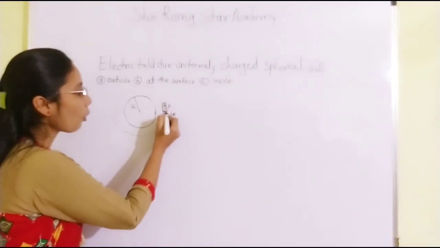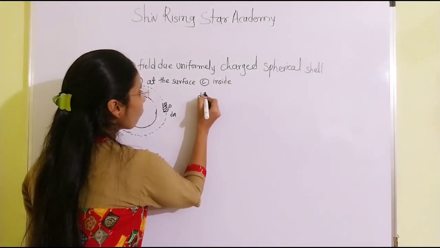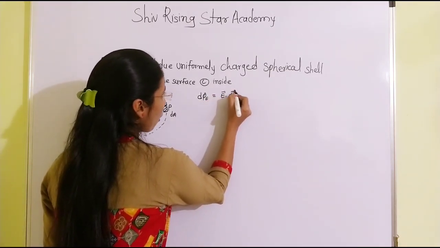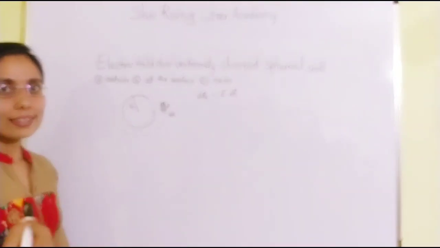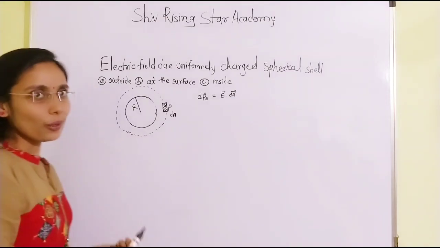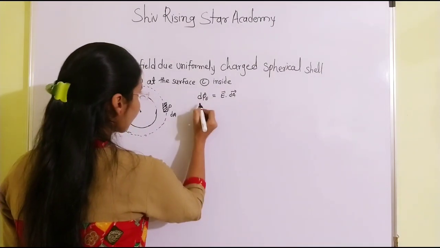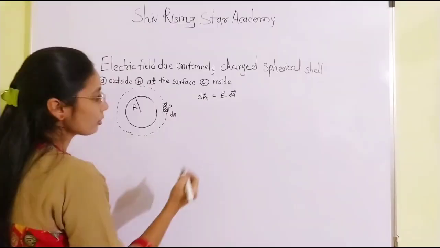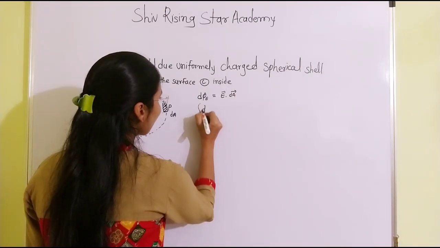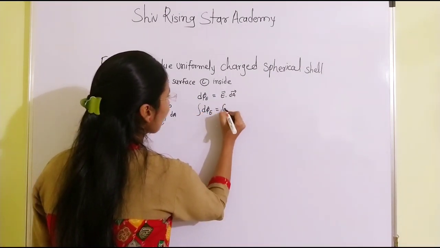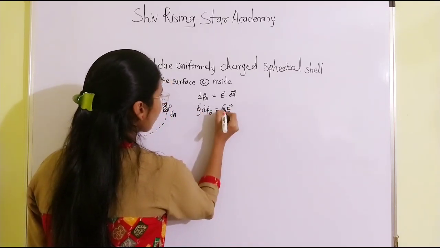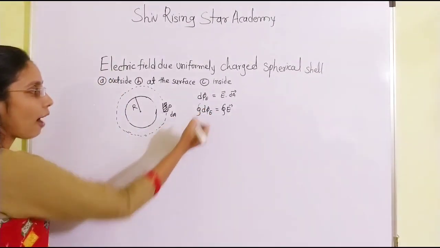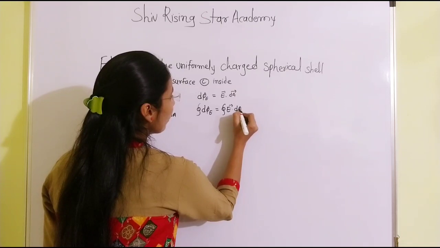The flux of this small area dA is d phi E is equal to E bar dot dA bar. So electric flux is the multiplication of electric field and area. If we integrate this flux, what will we get? The integral of d phi E is equal to the integral of E bar dot dA bar. This is the closed integral, because the Gaussian surface is a closed surface.